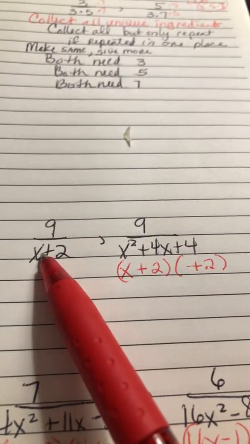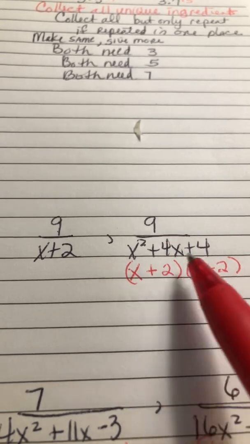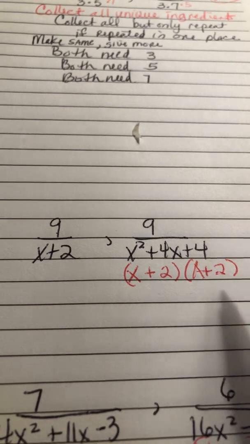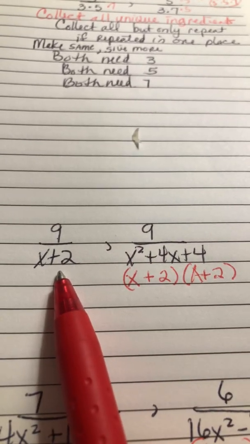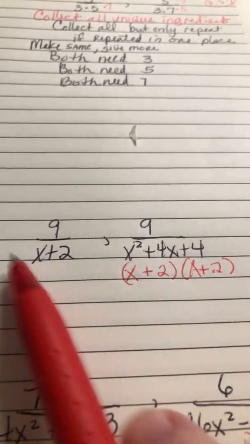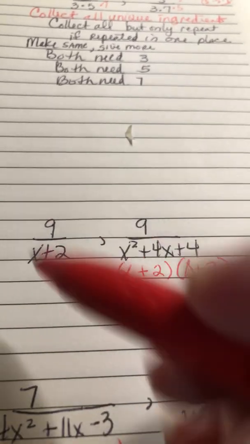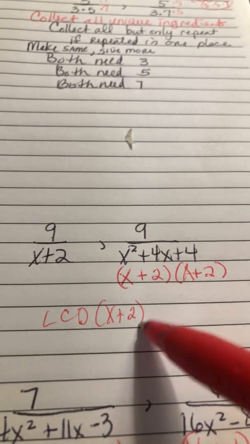Okay, now over here, this one, we can't factor this any further. This, we can factor this. It becomes x plus 2, x plus 2. All right, so we can see that this has one set of x plus 2, and this has two sets of x plus 2. If we wanted them to have the same stuff on the denominators, this one would need another set. So we could say the least common denominator is 2 sets of x plus 2.